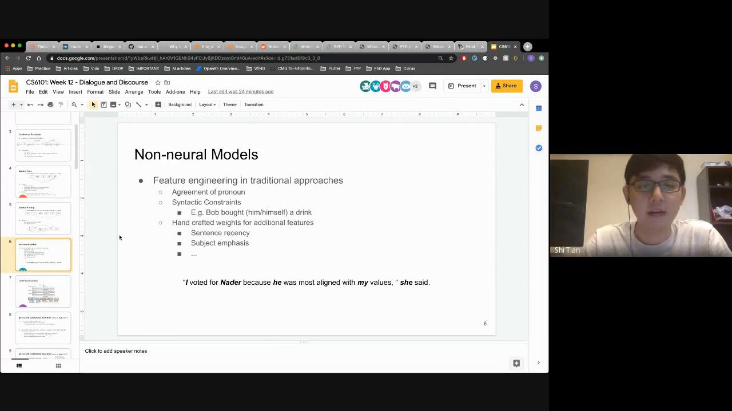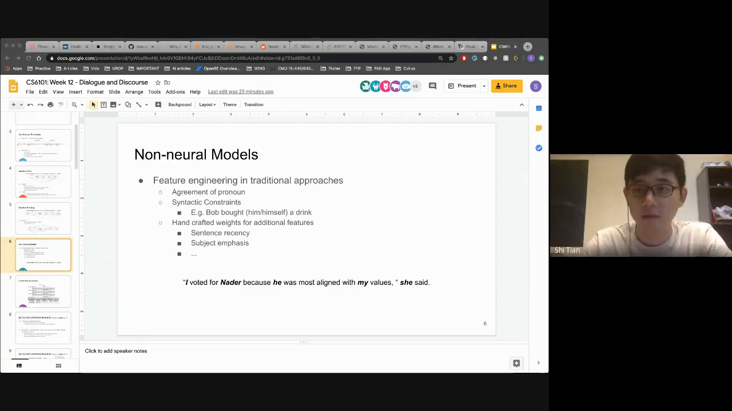Other than these hard constraints, we also have handcrafted weights for additional features. One of them is sentence recency. This is quite obvious. Even if a mention comes in the same sentence as the one that we are currently looking at, then there's a higher probability of it being linked to that mention, being the antecedent of that mention. And then there's also things like subject emphasis. If in the previous sentence, mention A was the subject of the sentence as opposed to being maybe the indirect object, then we would know that there's a higher probability that the pronoun starting the second sentence will refer to the subject of the previous sentence. So that's basically on the, sorry.